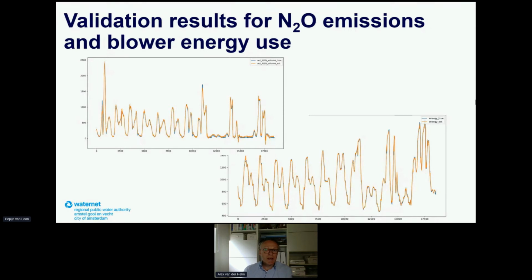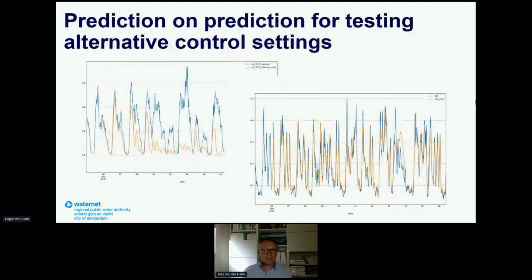the model. And here you see some results of the nitrous oxide, which is quite well described by our models. But when you want to optimize the control, we will give the model different control settings that it hasn't seen before. So it is interesting how the model reacts if we do a prediction on prediction for multiple days. And in the next slide, you can see this is still work in progress, that we are quite able to do predictions on predictions with the model for a couple of days, and to test the different control settings with this.